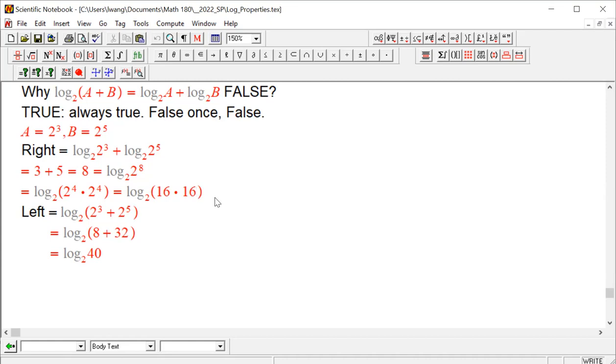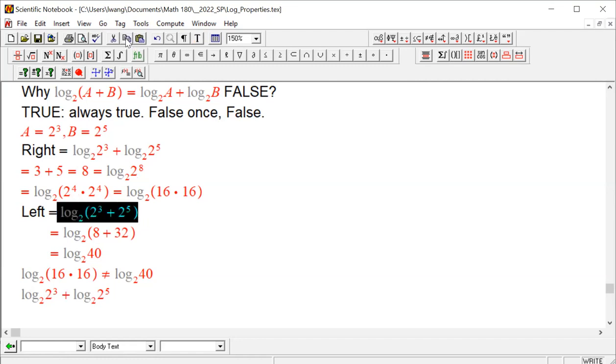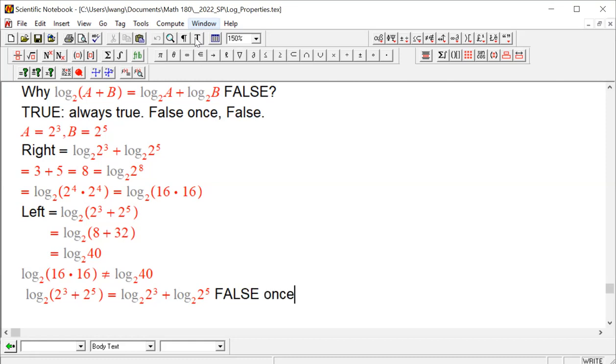16 times 16 is certainly not 40, right? So this number is not the same as log base 2 of 40. What this identity means is that this piece and that piece are not equal. So this equality is false. False once.